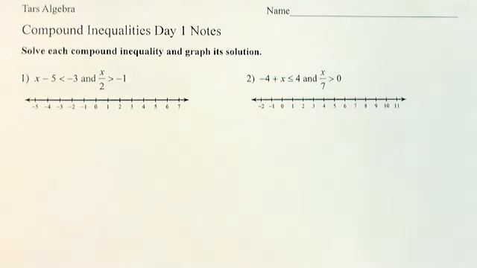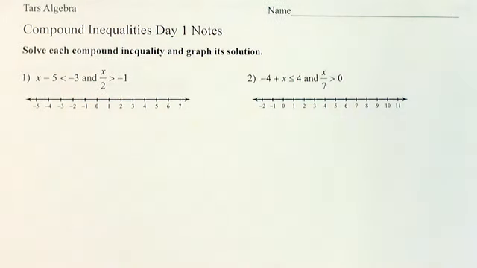So we've been doing inequalities. And so today we're going to do compound inequalities. And if you look at this, you can see that we have 2 inequalities together. We have x minus 5 is less than negative 3, and we have x divided by 2 is greater than negative 1. So we are going to solve 2 inequalities for each problem.